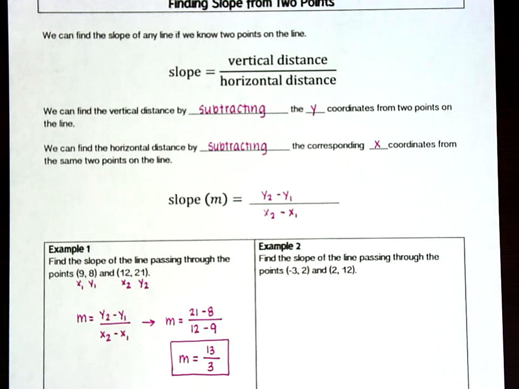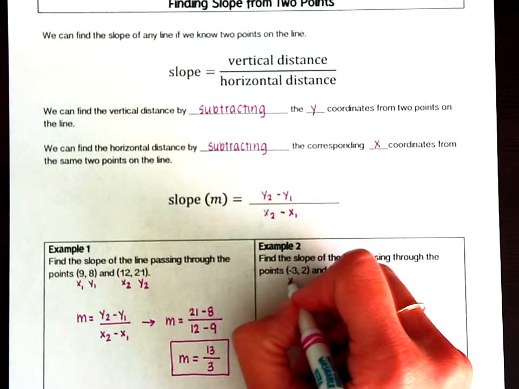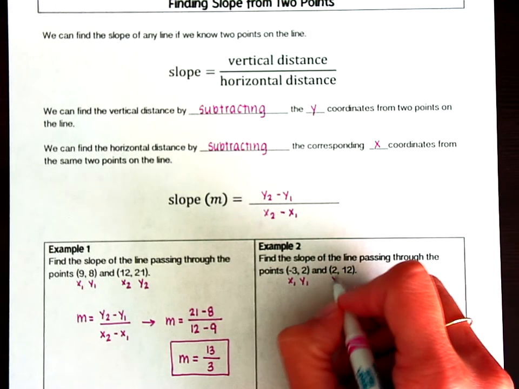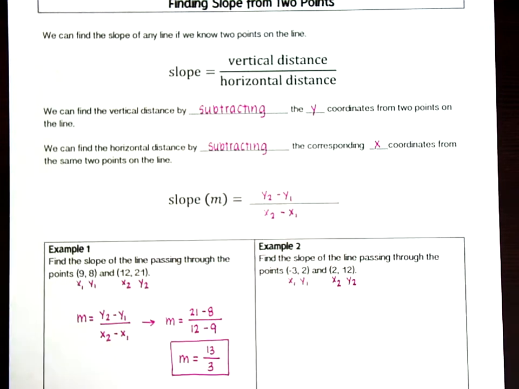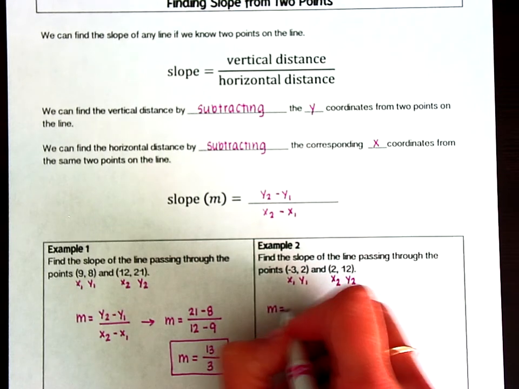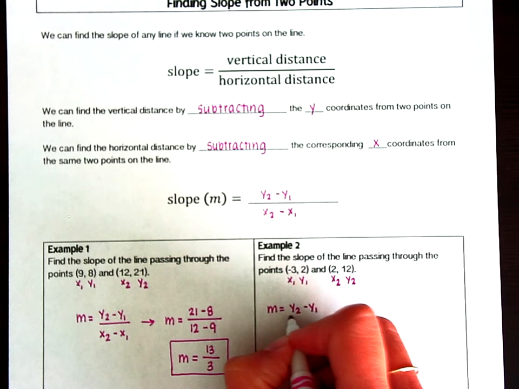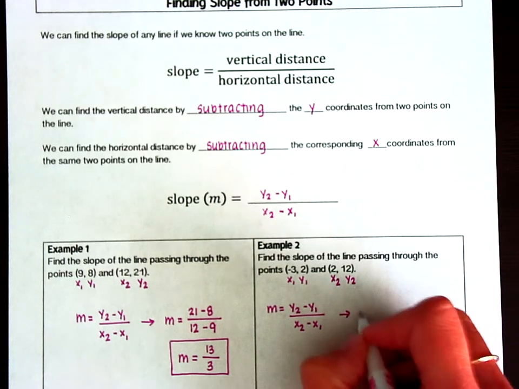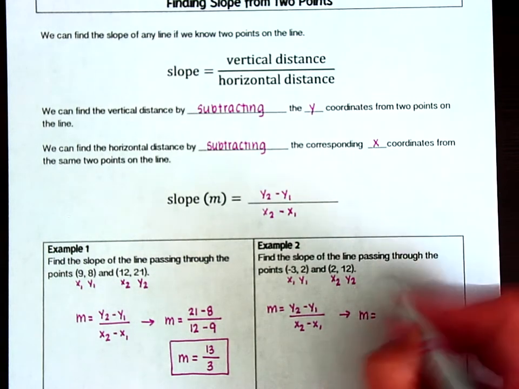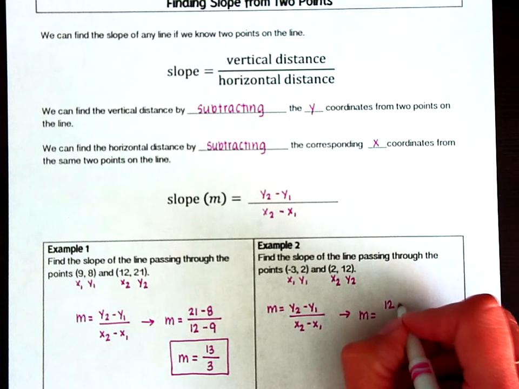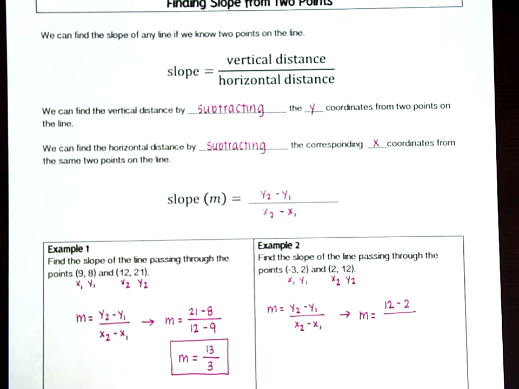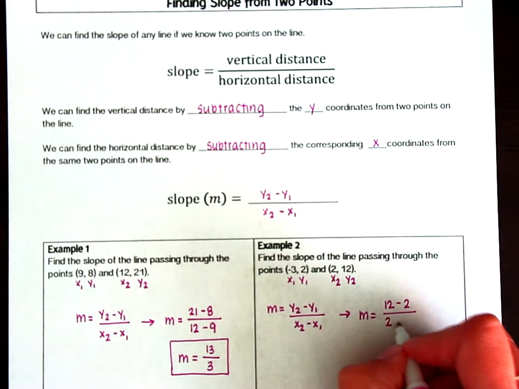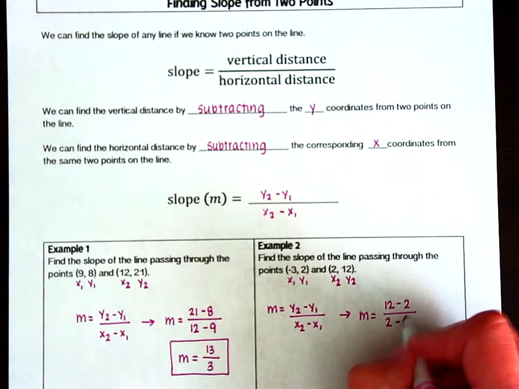Let's take a look at another example and find the slope of a line passing through the points (-3, 2) and (2, 12). So again, I'm going to start by labeling these points x1 and y1, and x2 and y2. And again, we'll use that formula, m is equal to y2 minus y1 over x2 minus x1. And we can fill in the information we know. So our y2 value in this case is 12 minus our y1, which is 2. And that's going to be over our x2, which is 2, and we're going to subtract our x1, which is -3.